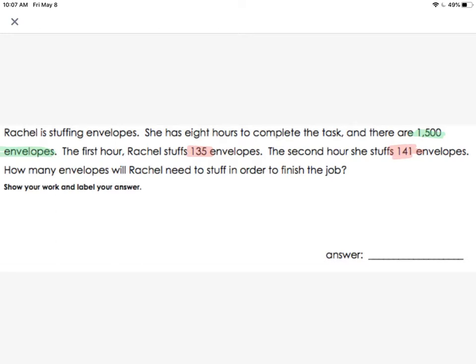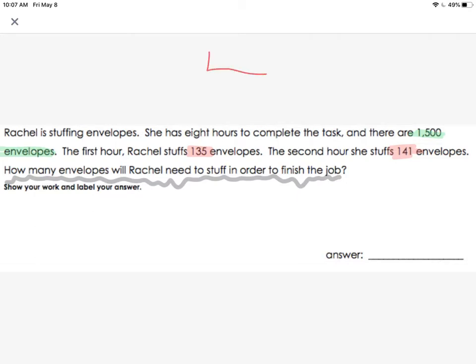The second hour, she stuffs 141 envelopes. How many envelopes does she need to stuff in order to finish the job? That's the actual question I'm answering, so I'm going to highlight it. How many does she need to do before she's done? So I'm going to draw a little picture to help me figure out how much she's already done.